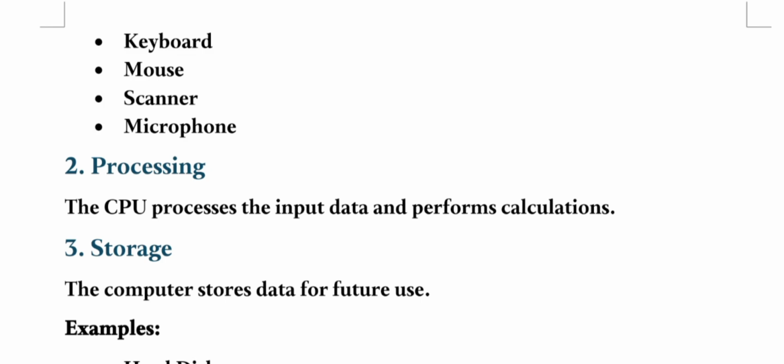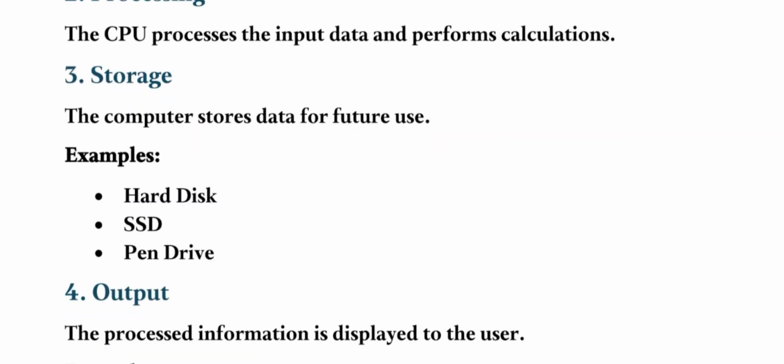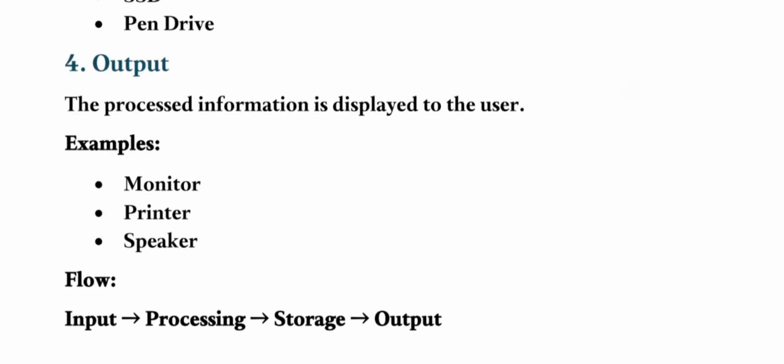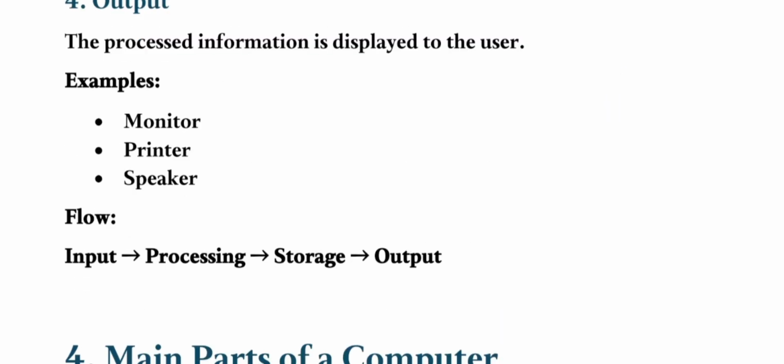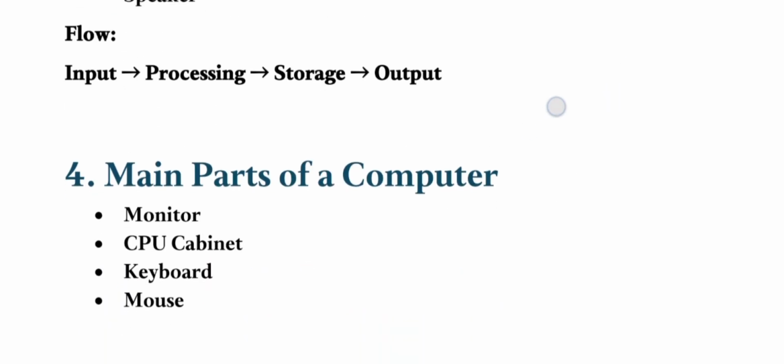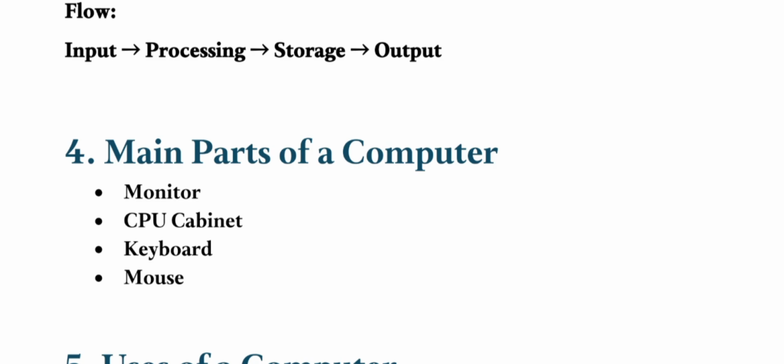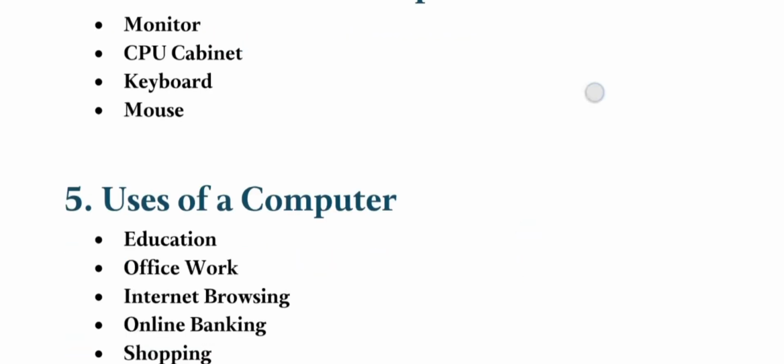Third is storage. The computer stores data for future use. Example: hard disk, SSD card and pen drive. Output. The processed information is displayed to the user. Example: monitor, printer, speaker. Main parts of a computer: monitor, CPU, cabinet, keyboard, mouse.